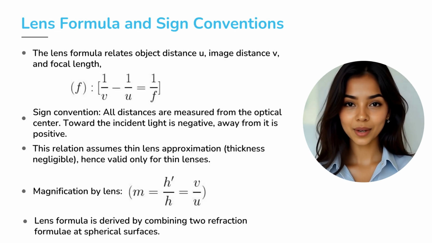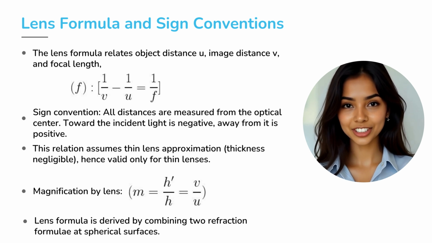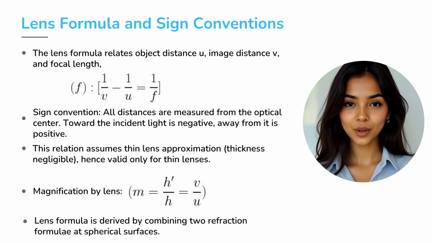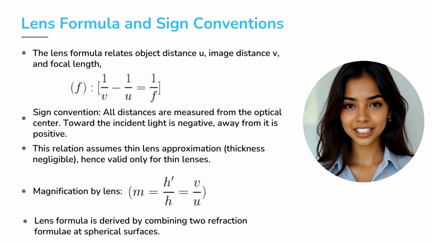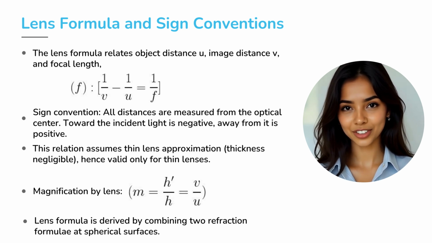Next, let's talk about the famous lens formula that relates the object distance, image distance, and focal length: 1 over image distance minus 1 over object distance equals 1 over focal length. Keep in mind the sign convention where all distances are measured from the optical center. Distances measured toward the incident light are negative and away from it are positive. This is the backbone of thin lens analysis, assuming the lens's thickness is negligible.